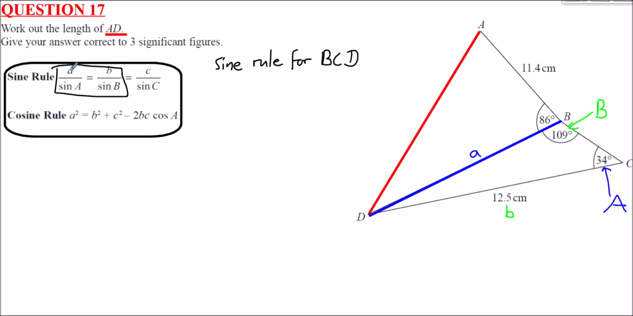I want to work out a side, so start with the side I'm trying to find first. So start by writing down A. So A, which is really DB, divided by sine of the angle opposite to it, so A divided by sine 34, that must equal side B, which we labelled as 12.5, divided by sine of the angle opposite to it, which is 109.